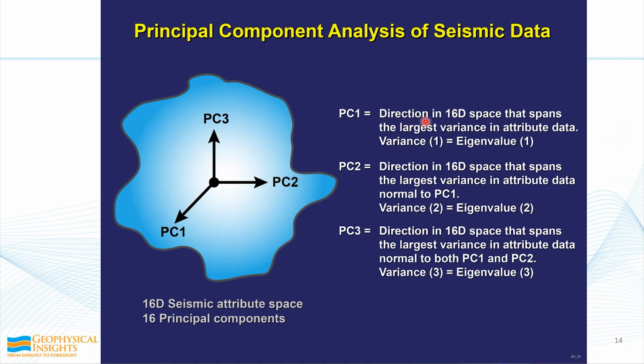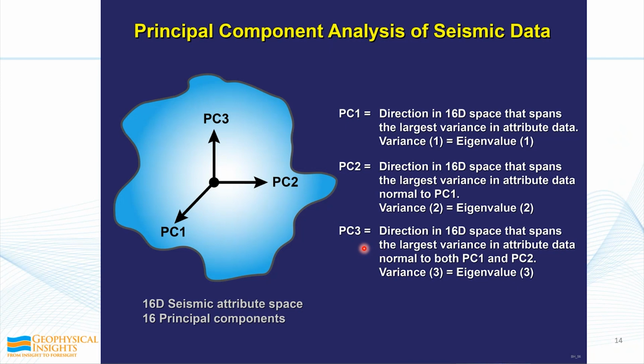And PC1 is just that direction in that space that spans the largest variance in the data, just like the little 2-dimensional exercise we went through. And I just draw a straight line there to represent it. Then PC2, just like we did in the previous 2D example, is going to be the direction in the space that spans the next largest variance in the data, with the restriction that that variance has to be normal to PC1. And so I drew it like this.